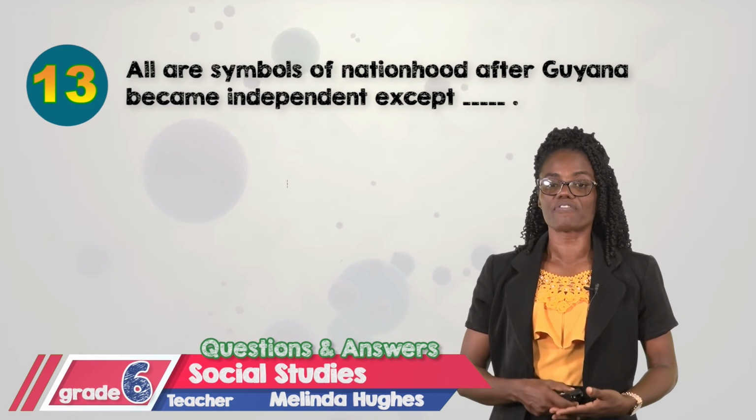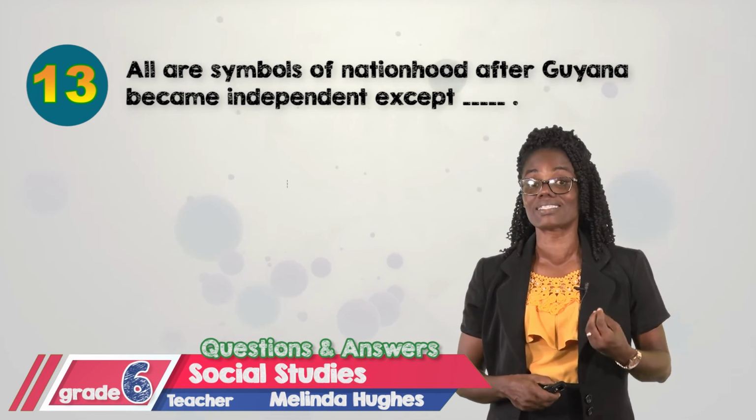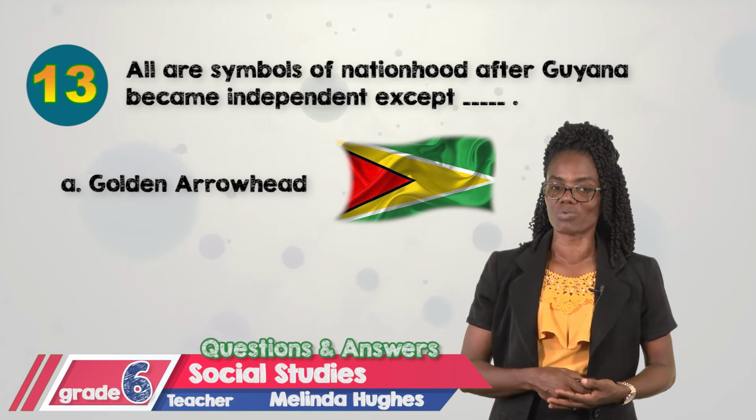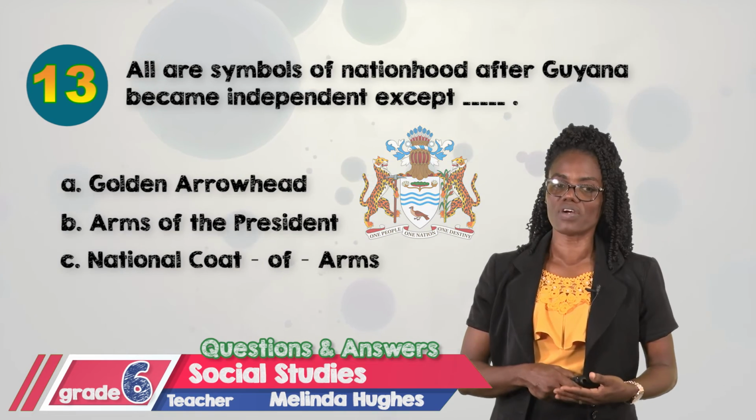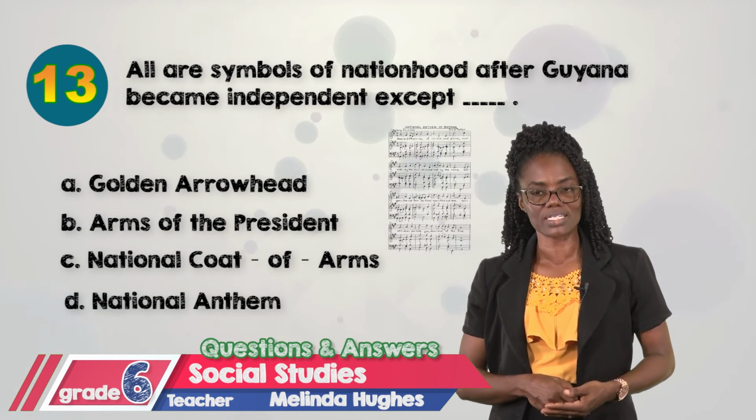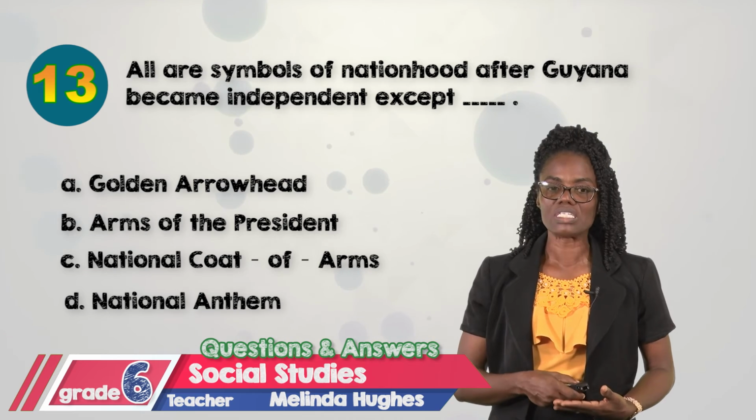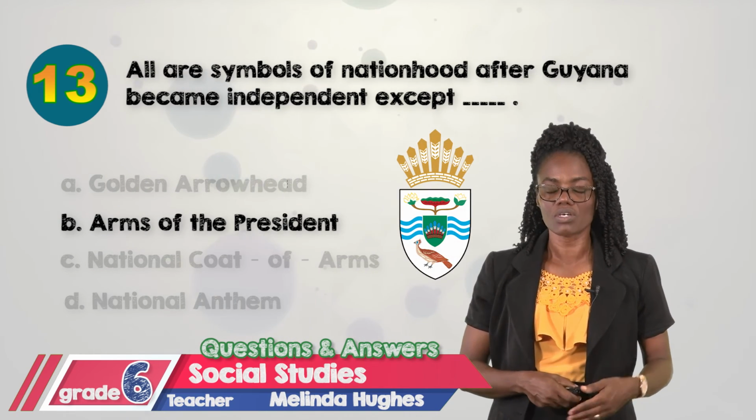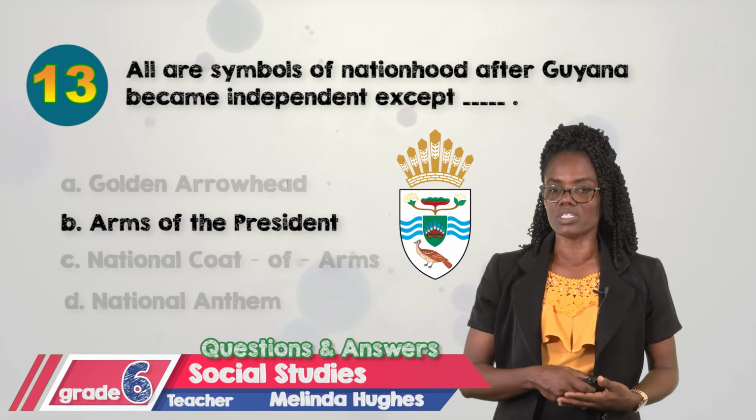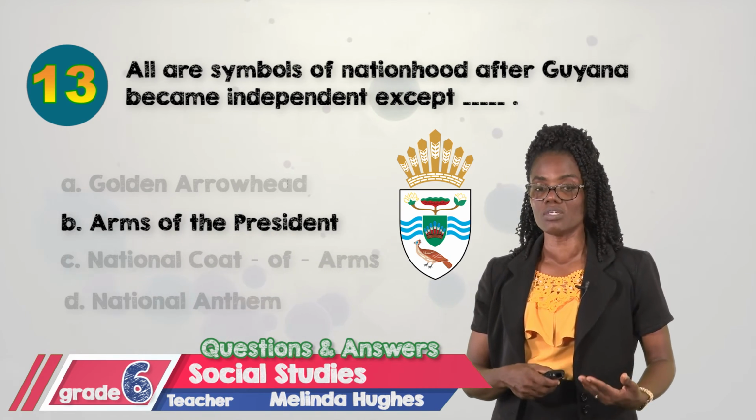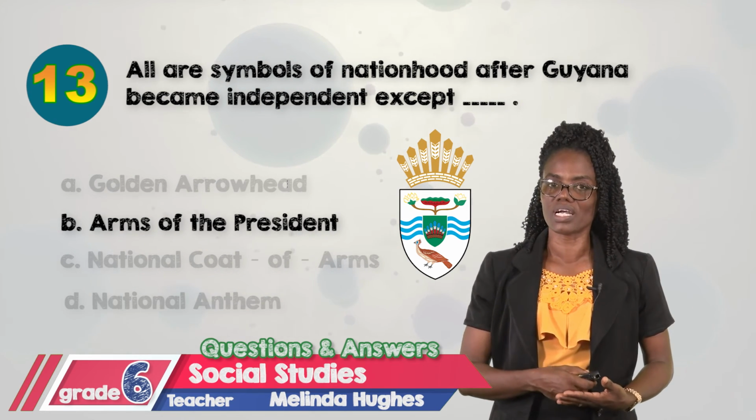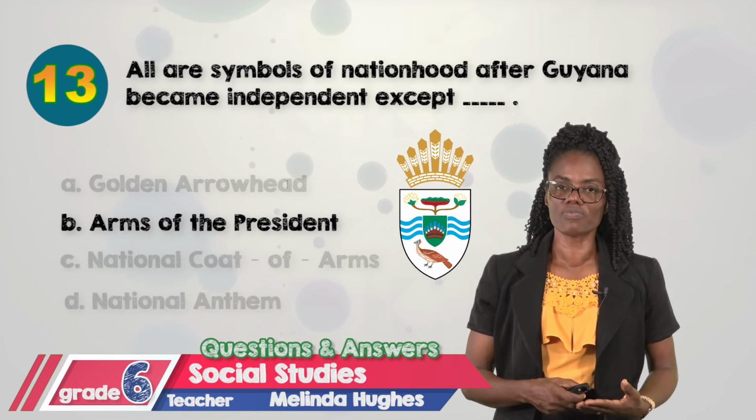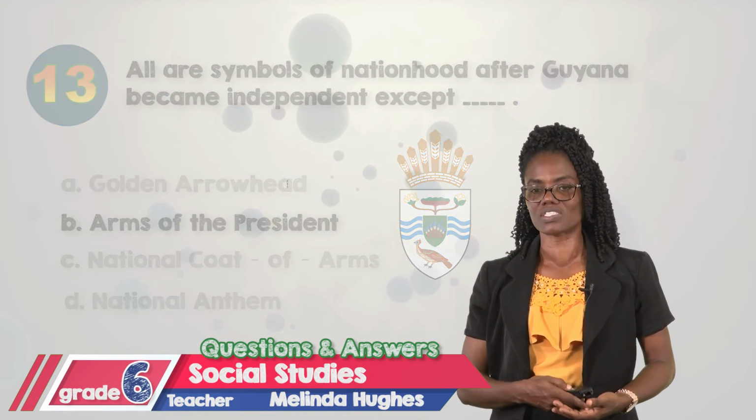Question 13. All are symbols of nationhood after Guyana became independent except A, the golden arrowhead, B, arms of the president, C, national coat of arms, or D, national anthem. The answer to question 13 is B, arms of the president. All of the others were immediately introduced after Guyana gained its independence from Great Britain. The arms of the president was introduced into the Guyanese society at the achievement of Guyana's Republican status.